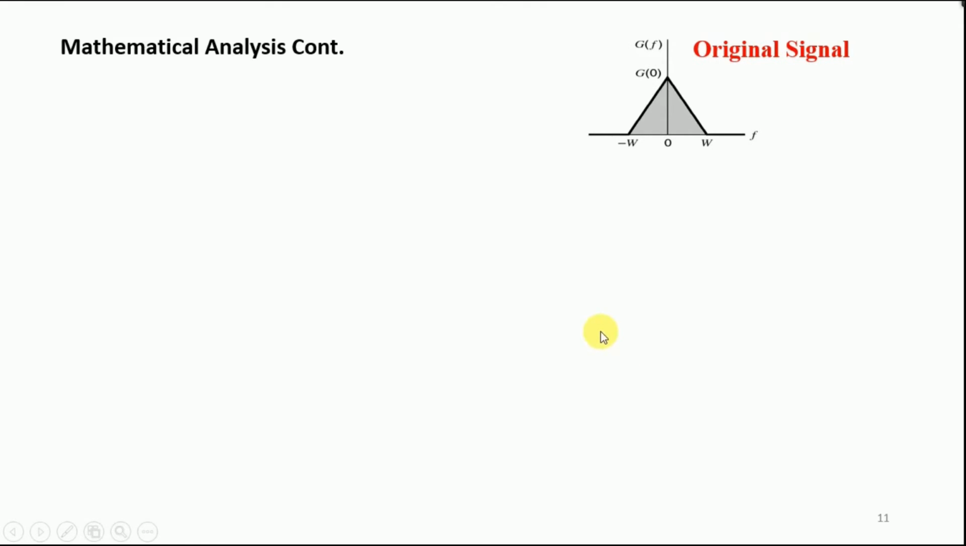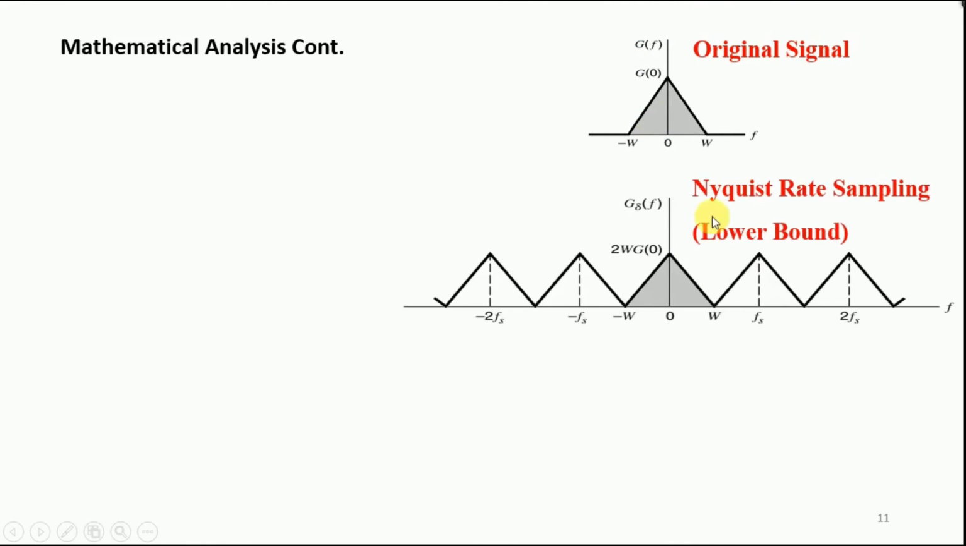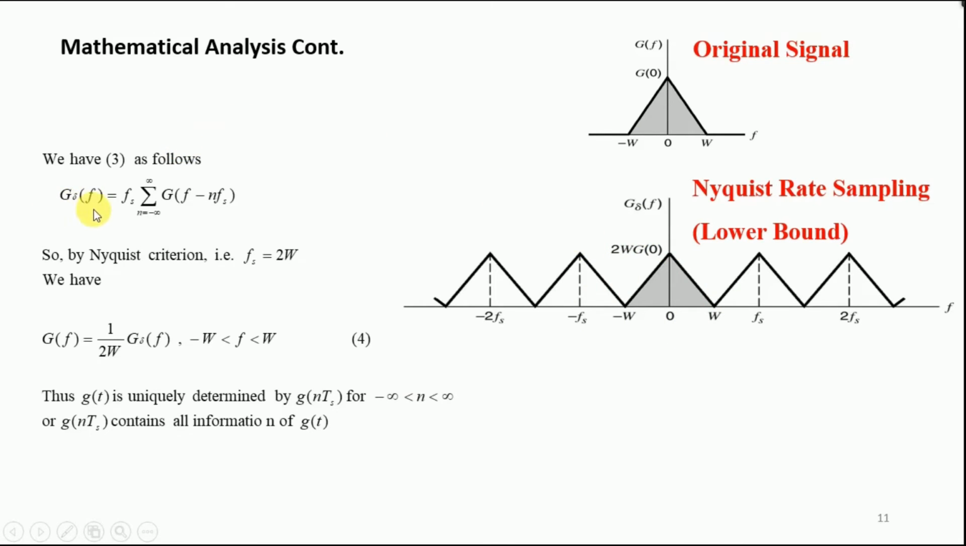So how can we do that? Say this is our original signal and this is the spectrum of our sampled signal. So we have G delta of f, which is equal to fs times the sum from minus infinity to infinity of G(f minus n fs). So this expression is plotted in terms of spectrum over here, right? So in order to get back our original signal, what we need is an appropriate low pass filter. By that I mean, if you have a low pass filter over here, you can remove all the images, the image spectrums, and you would recover back your original signal.